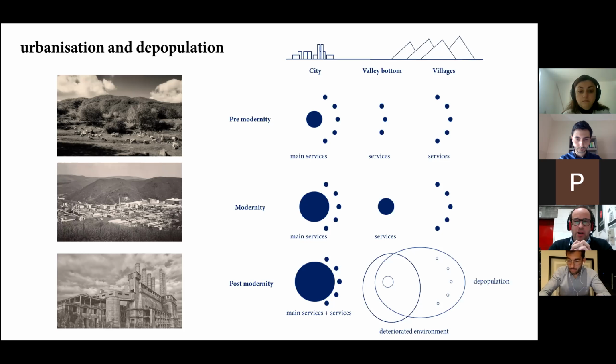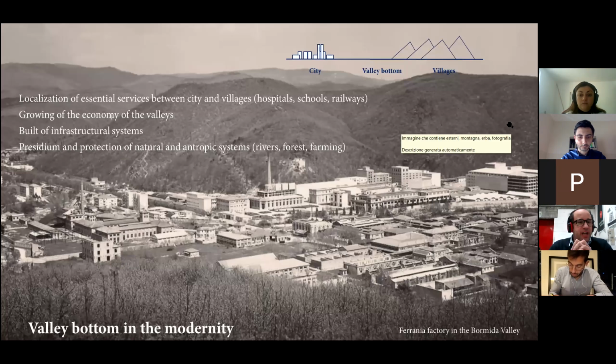But in the post-modernity, when there is a process of de-industrialization of our territories, these important nodes for services that were the basis of the surviving situation of the villages were interrupted because, as everybody knows, the metropolitan areas are growing and growing a lot. So the phenomenon of population increase is large. During the modernity, the localization of essential services between cities and villages was very important for the growth of the villages, and this allowed economic growth, the building of infrastructural systems, and the protection of natural and anthropic systems that were used for industry.